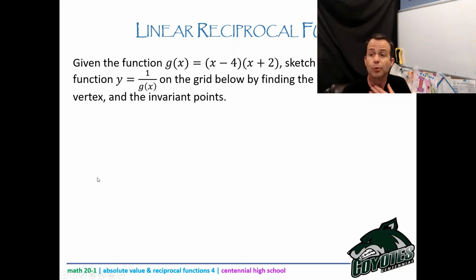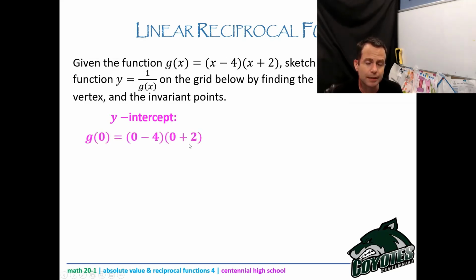Okay, so we're going to walk through the same sort of process. I'm going to find the y-intercept, the x-intercept, the vertex, and those invariant points, and then I'll start plotting things. So for the y-intercept, I plug 0 in for x, and I end up with -4 times 2, which would be -8. So I know I have a y-intercept at (0, -8).